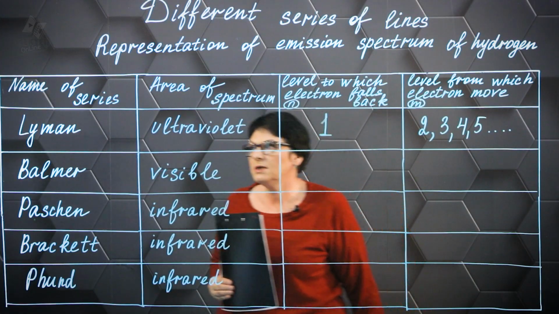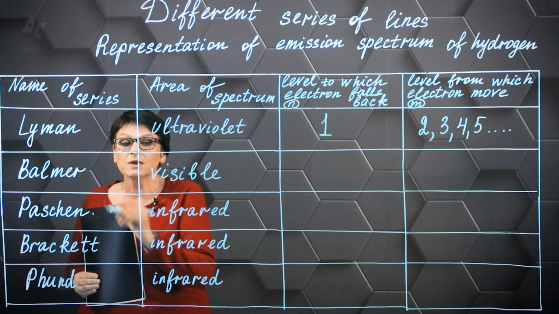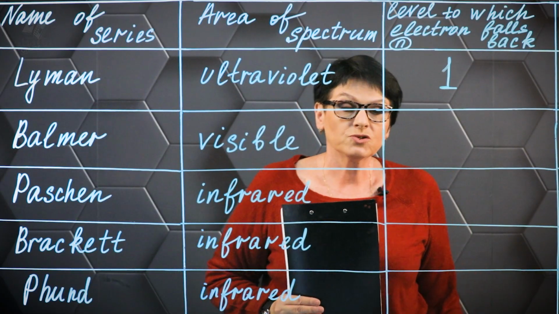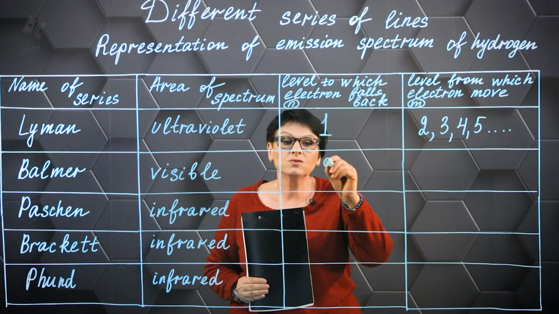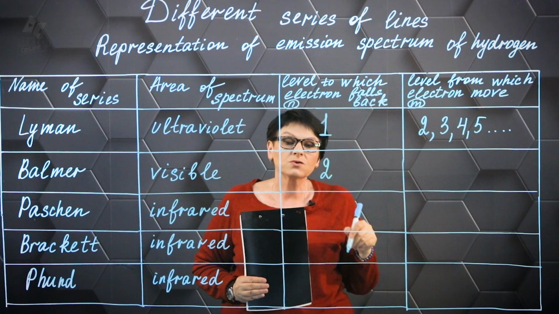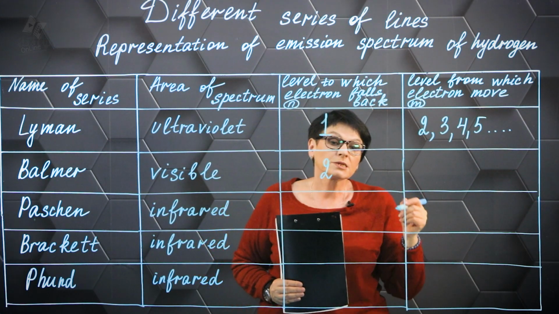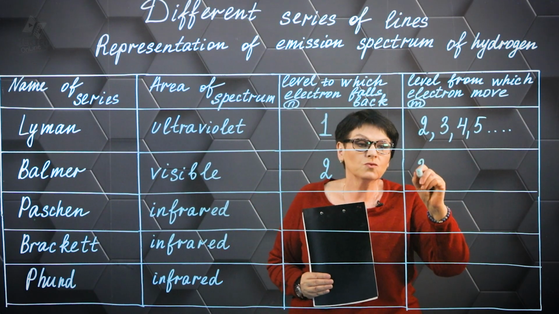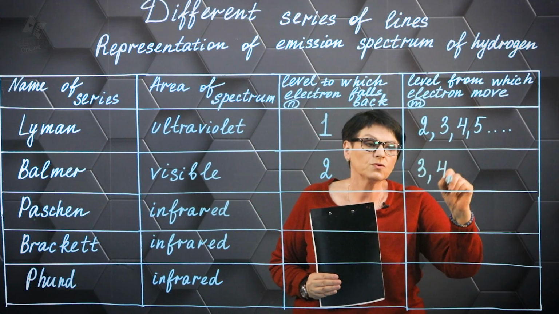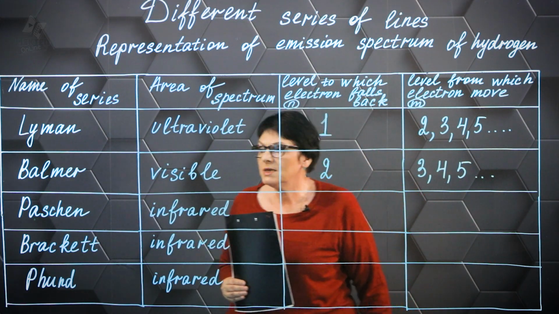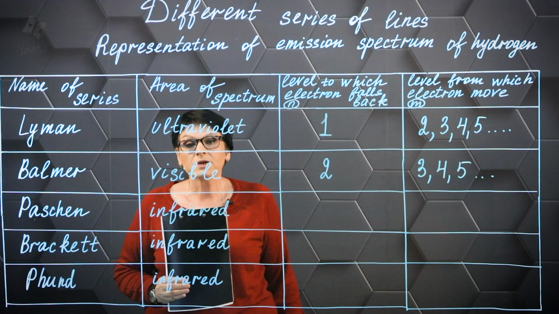The next series is called the Balmer series. It is seen in the visible spectrum of the emission spectrum you get. Here the electron goes from the upper levels to the second energy level. From what levels will such a transition be allowed? It would be level 3, level 4, 5th, and so on. Then the Paschen series, which is observed in the infrared.